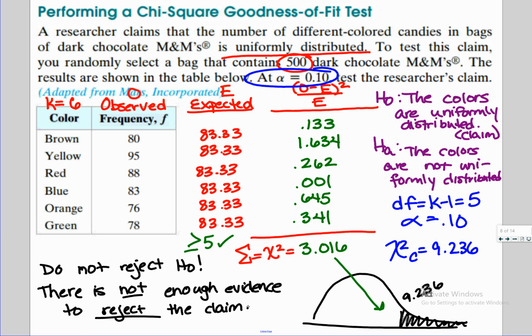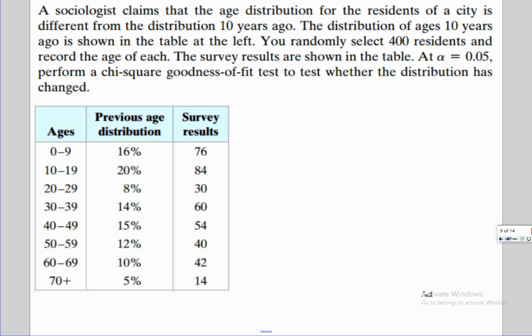Questions on a chi-squared goodness of fit test, hypothesis test? Okay, we just have one more problem and I'll get you guys started on it, and then that will be it for today, I believe. All good here? Okay. So last problem is yours to try. And like I said, I'll get you started on it.